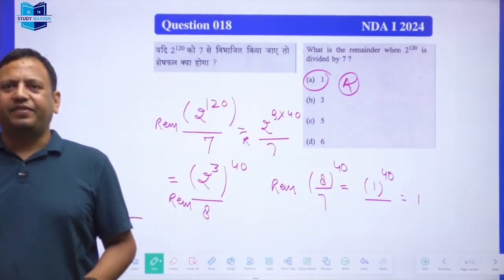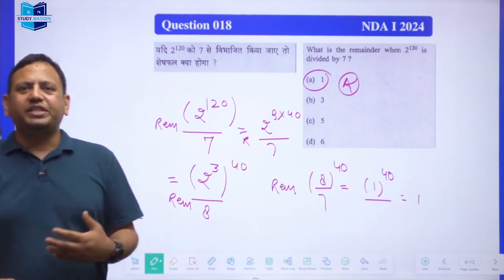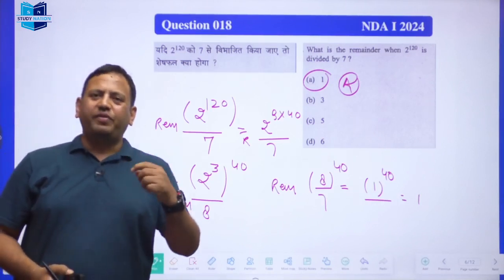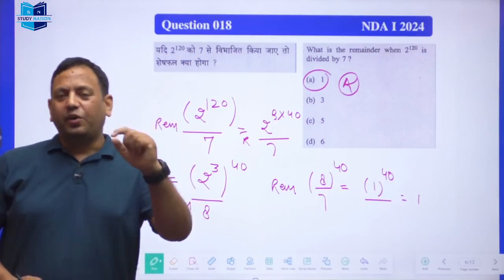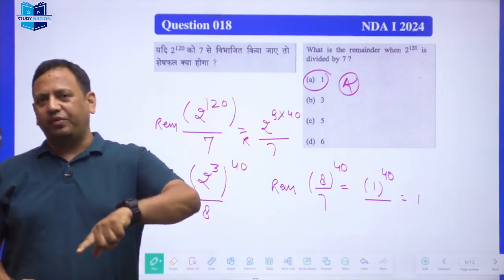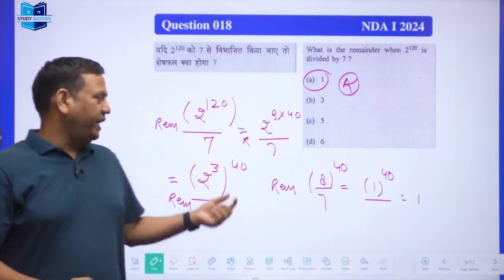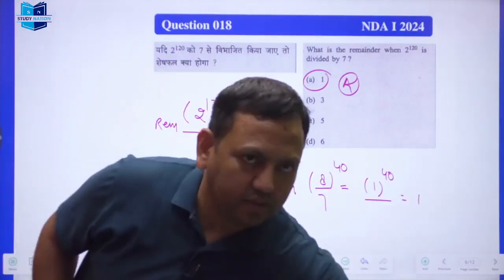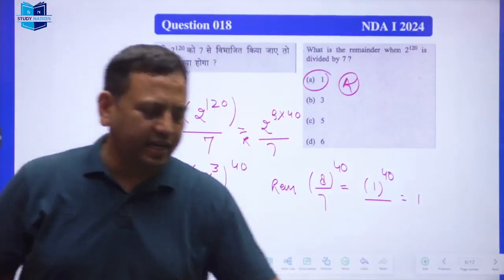I hope it is clear everyone. So always try to make, because in NDA, if they ask you the question, always try to find a power which is either 1 more or 1 less. So you will get the answer. So here 8 is 1 more than 7. Clear? Is that clear everyone?